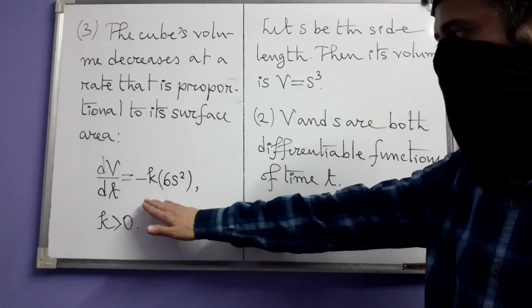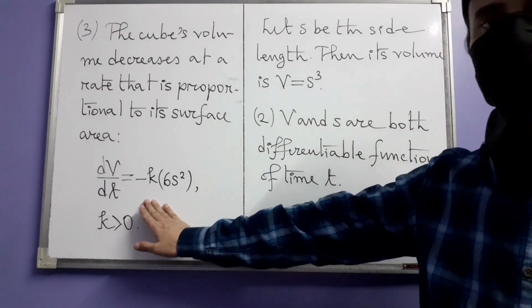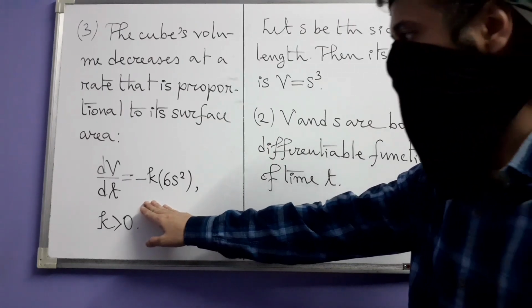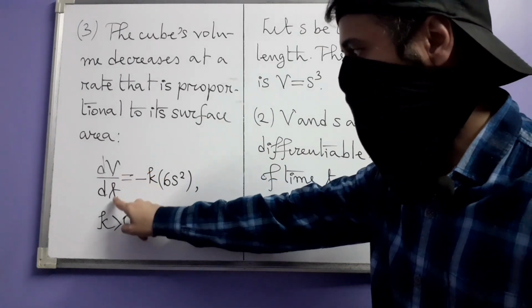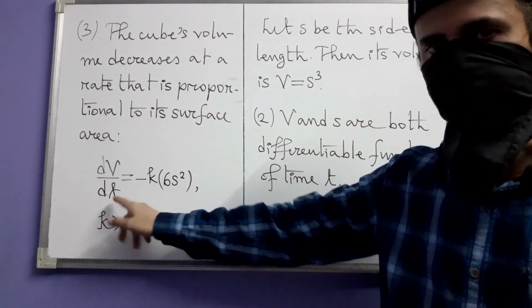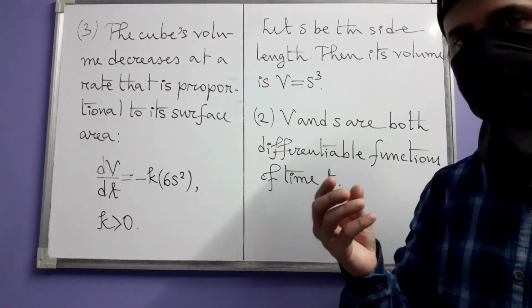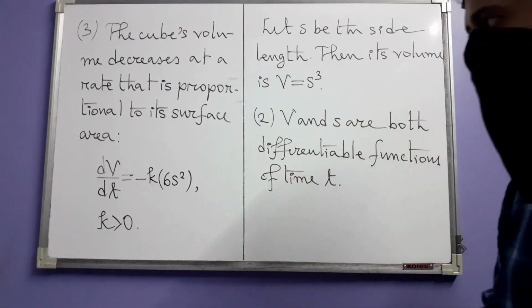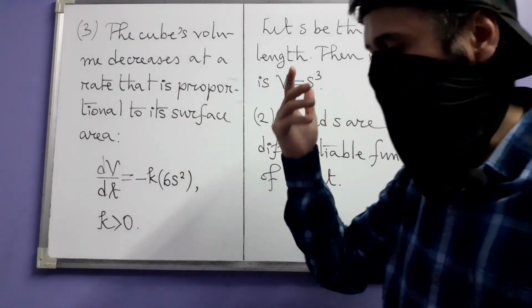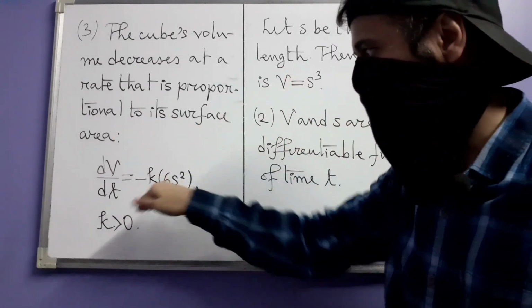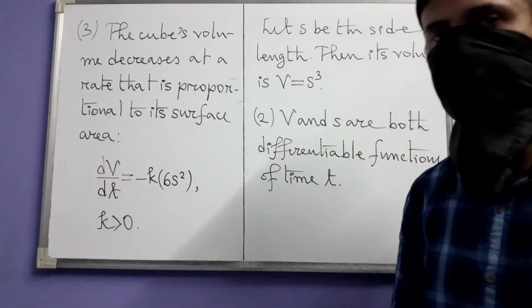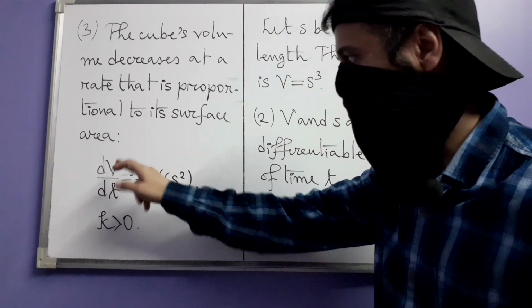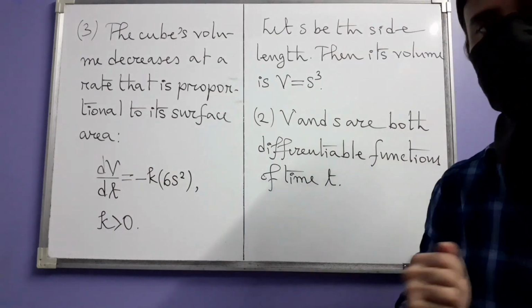And that translates into this equation, this differential equation. This is the rate of change of volume with respect to time. A differential equation is just an equation which involves derivatives. At this stage, let's just think of it that way, and forget about differential equations. This is just an equation involving the rate of change of volume with respect to time. dV/dt is the rate at which volume is decreasing with time.